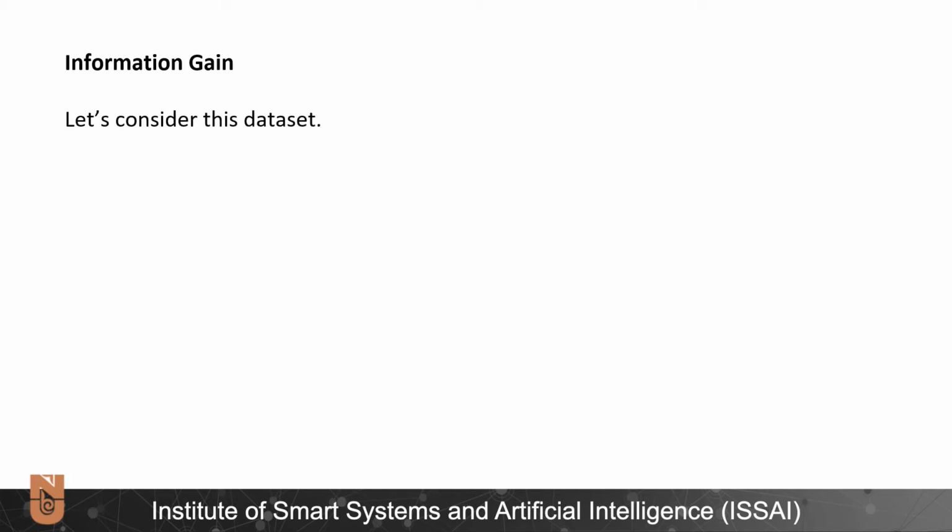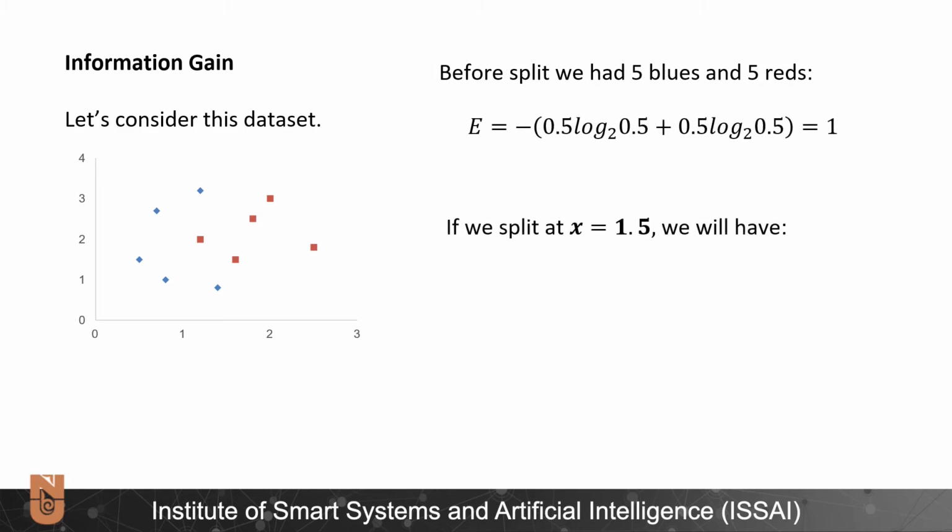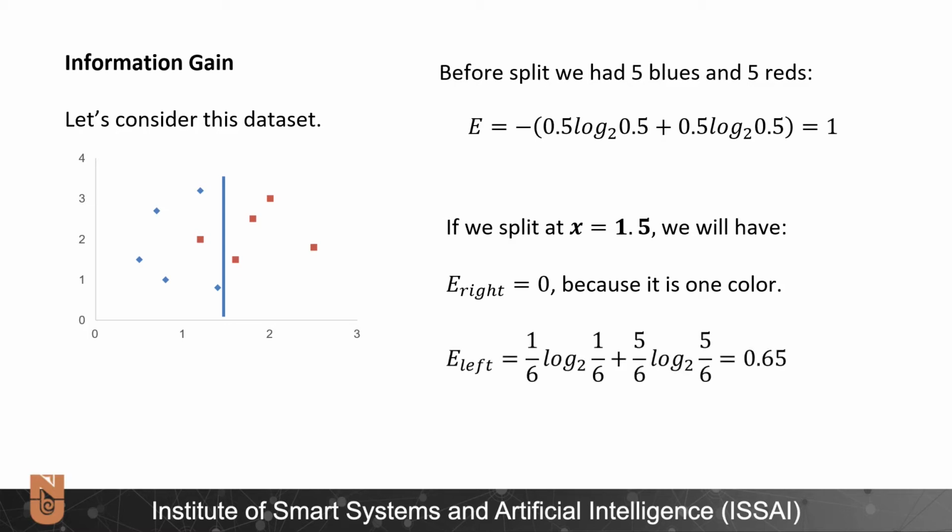Let's consider this dataset, where we have 5 blues and 5 red. Before split, we have the entropy of 1. And if we split at x equal to 1.5, we will have entropy of 0 on the right side because it has only one color. And on the left, it will be 1 over 6 multiplied by logarithm of 1 over 6 plus 5 over 6 multiplied by logarithm of 5 over 6, which is equal to 0.65. Because we have 1 red and 5 blues on the left.